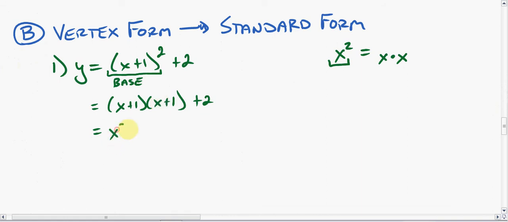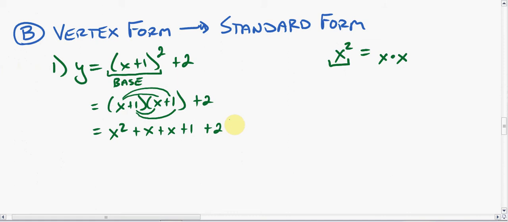X times x is x squared. We can draw our lines if we needed. Now the outside terms, x times 1, that's 1x. Inside terms, 1 times x, that's 1x. Last terms, 1 times 1, that's 1. Then we drop down the 2.